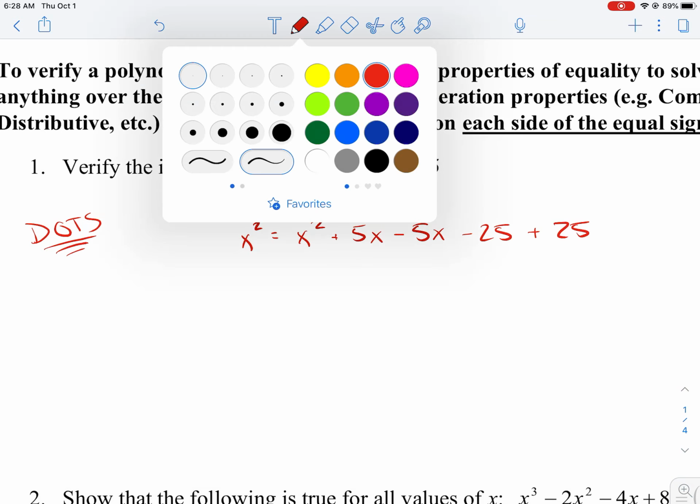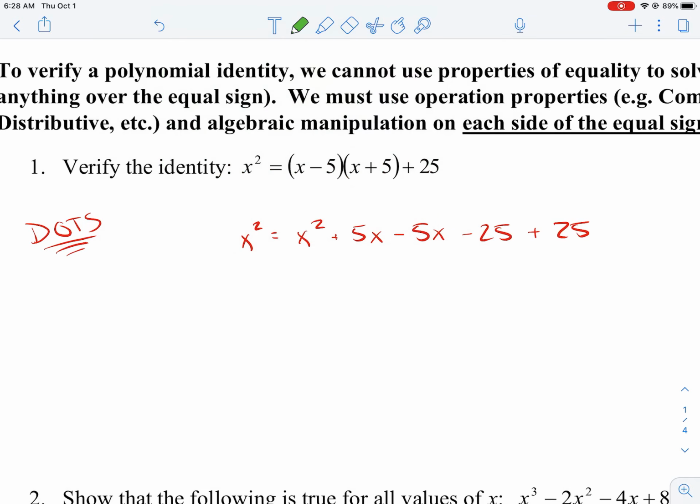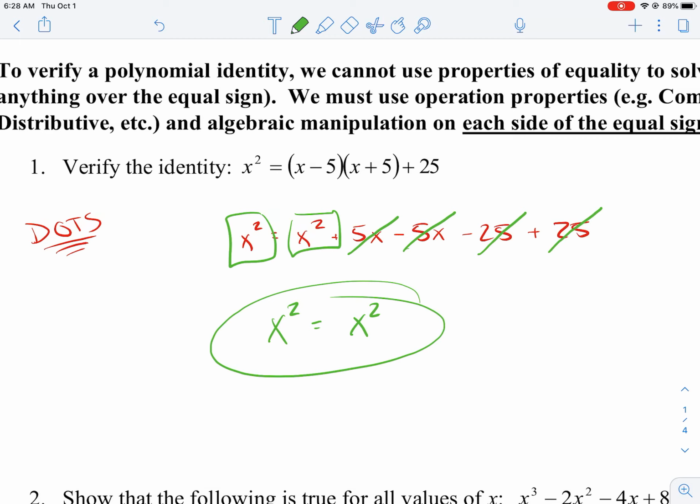So let's see what cancels. I know this 5x and this negative 5x cancel. And then I also see this negative 25 cancels with this 25. And so what do I have left? I got x squared and x squared. And is x squared equal to x squared? All day. And so there we are, done.